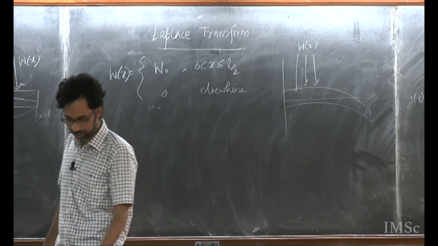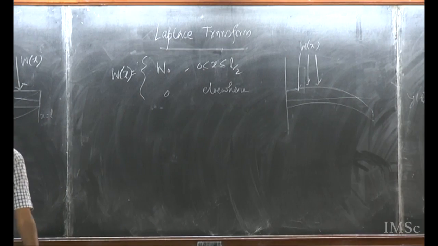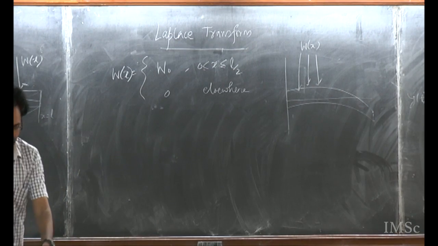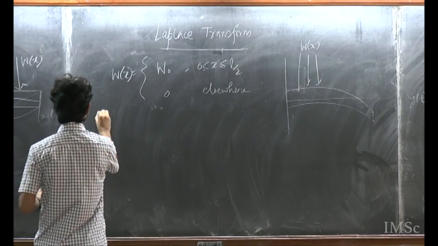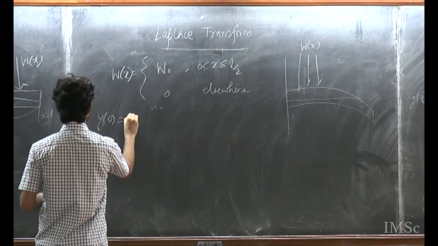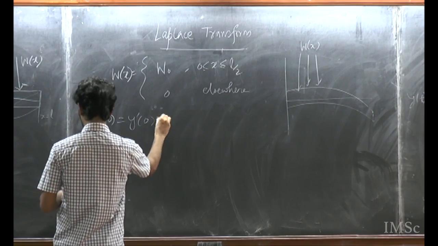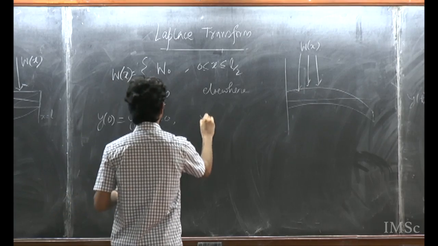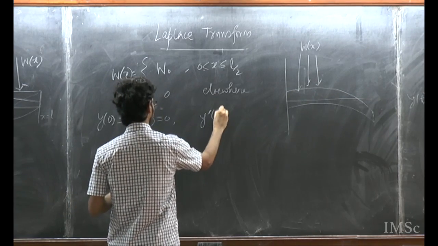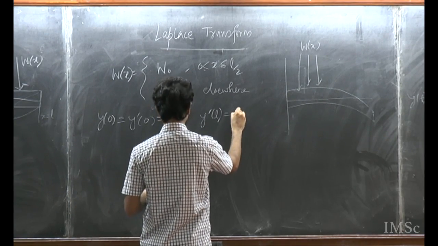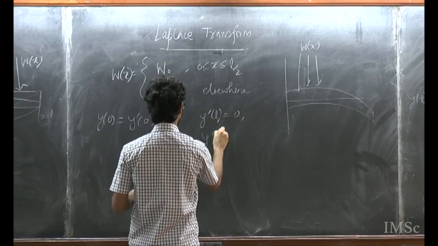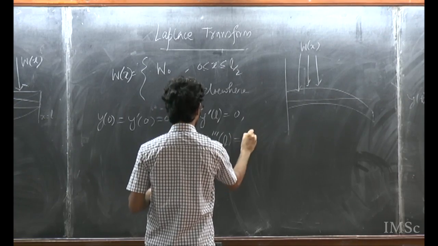So how do you model this? This is again, I should write the boundary conditions. So y of 0 equals y prime of 0 equals 0, y double prime of L is 0, and y triple prime of L is 0.